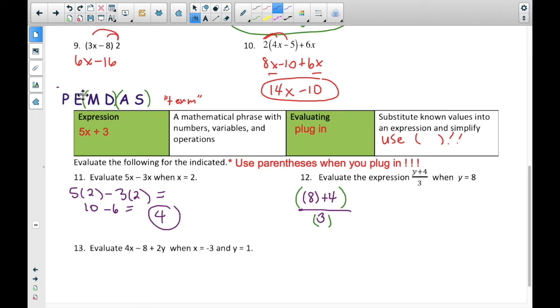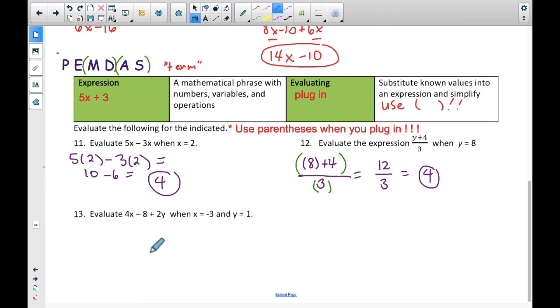So in this case, we do what's in parentheses first. Well, 8 plus 4, that's in parentheses. Technically, they're not showing up in the original problem, but technically they are in parentheses. Then we take that and divide by 3. Remember, fraction bar means divide. So this is going to be 4 as my answer.